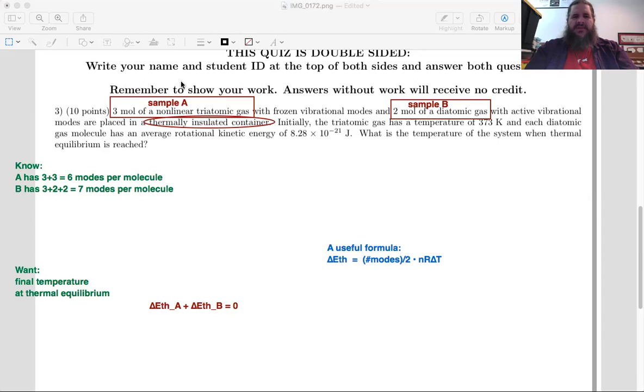And note that in both cases, for sample A and sample B, we know the number of moles, 3 or 2. We found the number of modes, so that's all good. R, of course, is a constant, and delta T can be written as final temperature minus initial temperature. So if we fill in that formula for both of these substances, for A, we've got number of modes. How many modes does sample A have per particle?